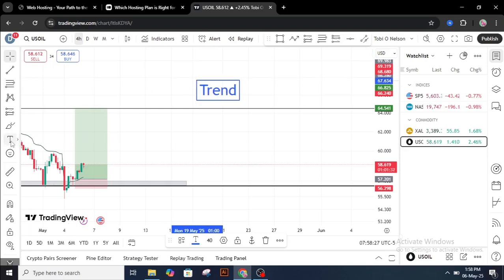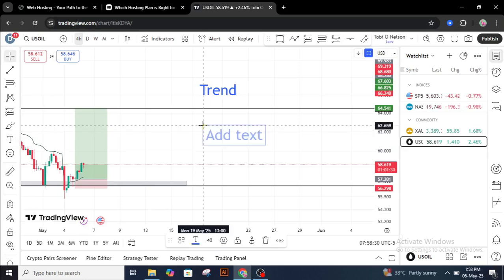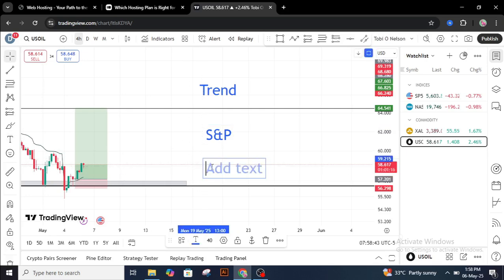The second thing is you want to take note of your support and resistance. The third thing is you want to pay attention to price action patterns.